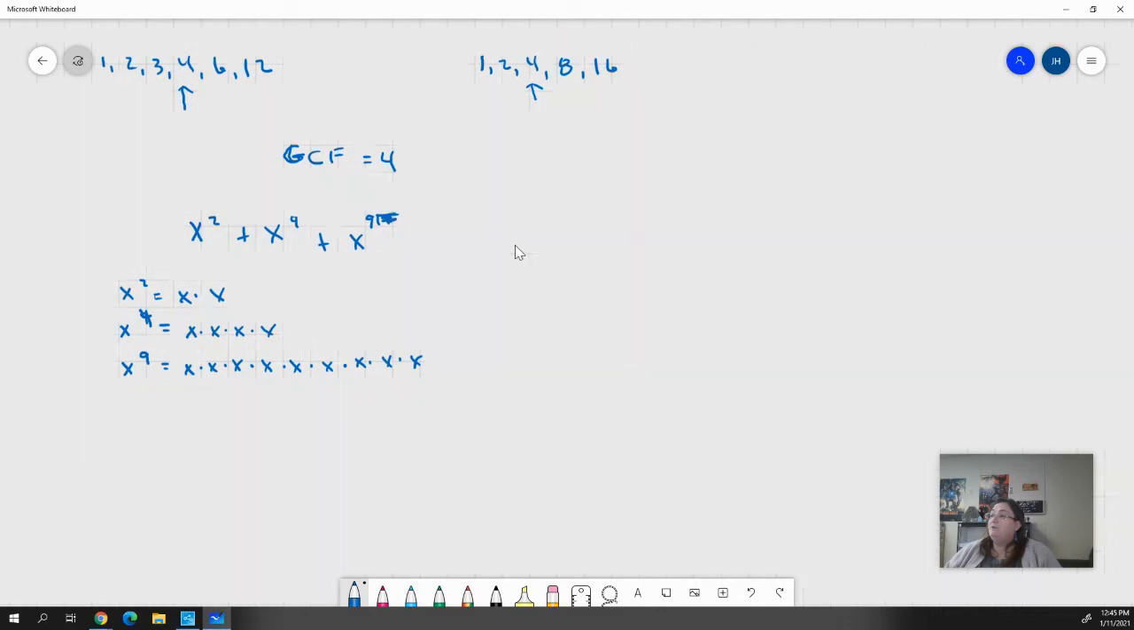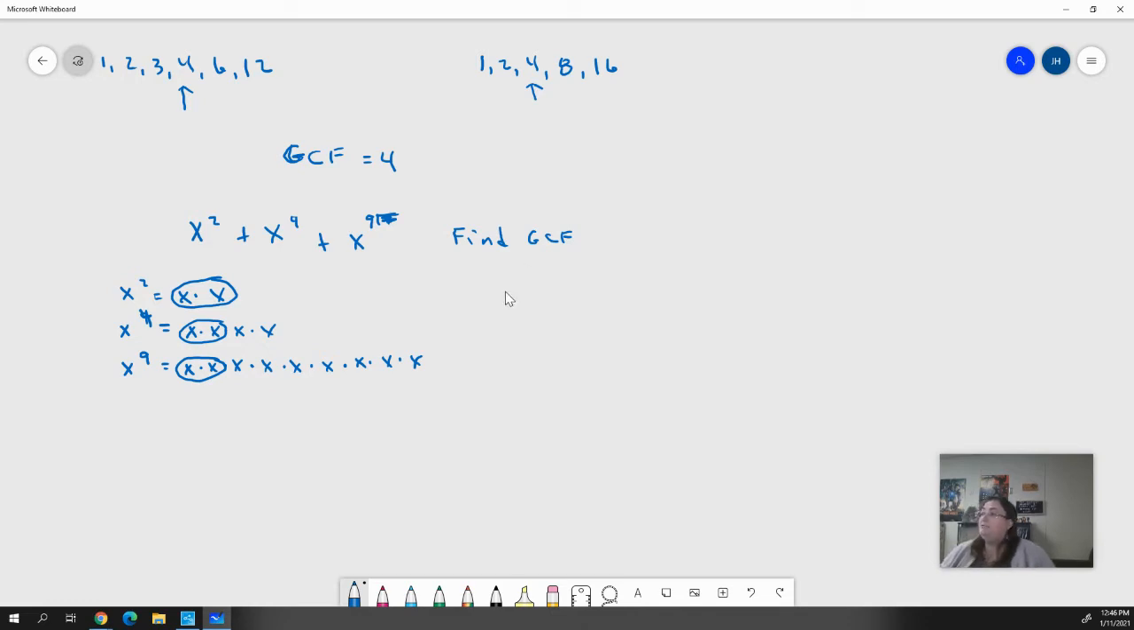So if I'm looking for the greatest common factor of this expression, I'm going to ask, what do they all have in common? Well, this one has 2 x's, this one has 2 x's, and this one has 2 x's, right? It's the only thing that all 3 pieces of the expression have. And so our greatest common factor in this would be x squared.